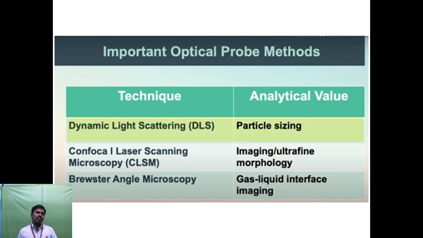These are some techniques involved in the optical probe method. Dynamic light scattering is used to study the particle size. Confocal laser scanning microscopy (CLSM) is used for imaging and ultrafine morphology of the nanoparticle. Brewster angle microscopy is used to study gas-liquid interface imaging.